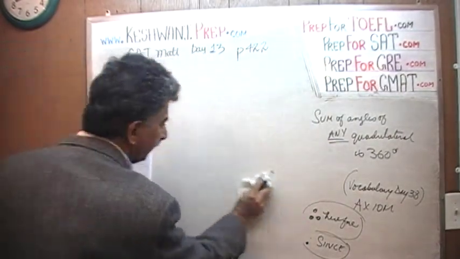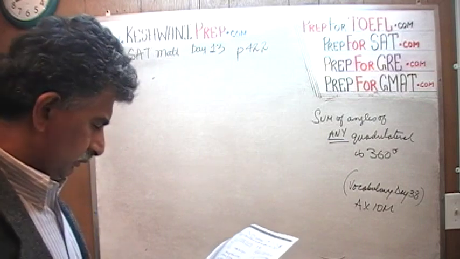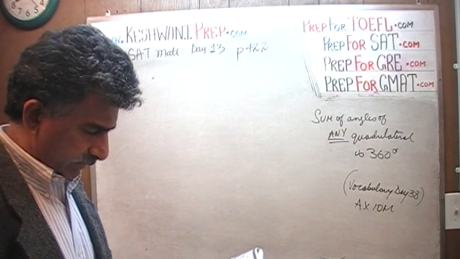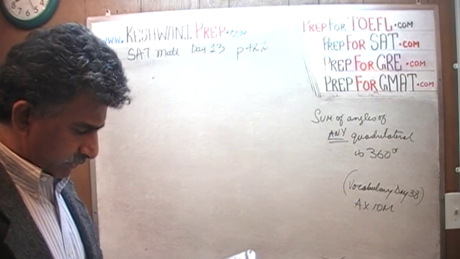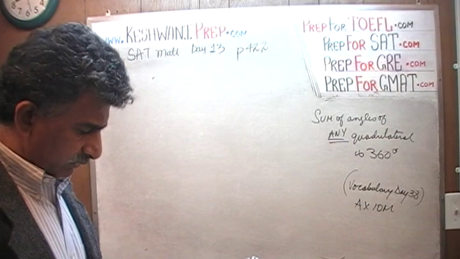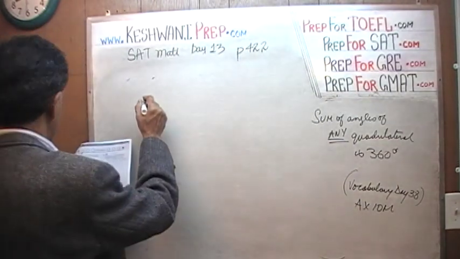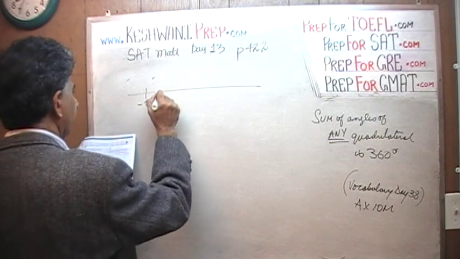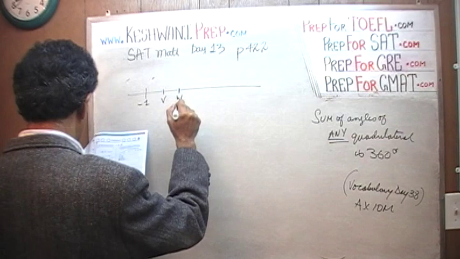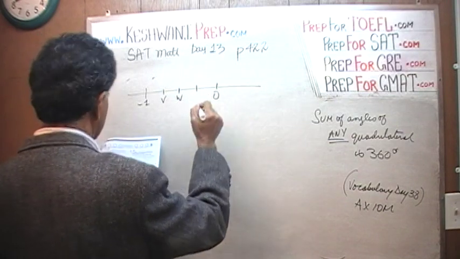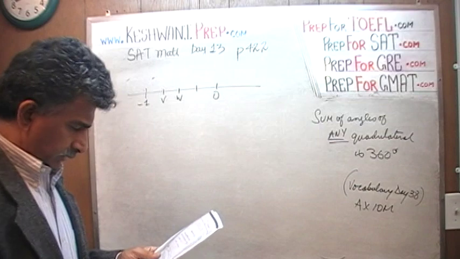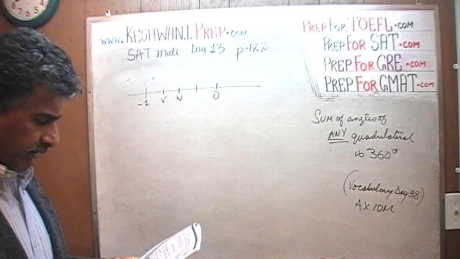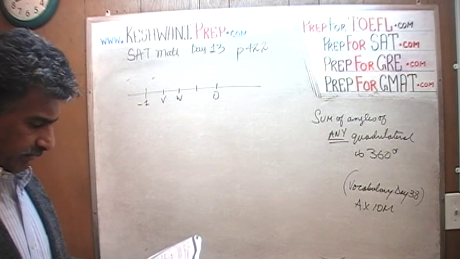Number 12. I have to pick up speed because I think the video is getting to be too long. The letters V, W, X, and Y represent numbers shown above. Which of the following expressions has the least value? Well, let's find out then. What the hell? This is tedious. This is -1. This is V. This is W. This is another tick mark, and that's a 0. This is a number line.